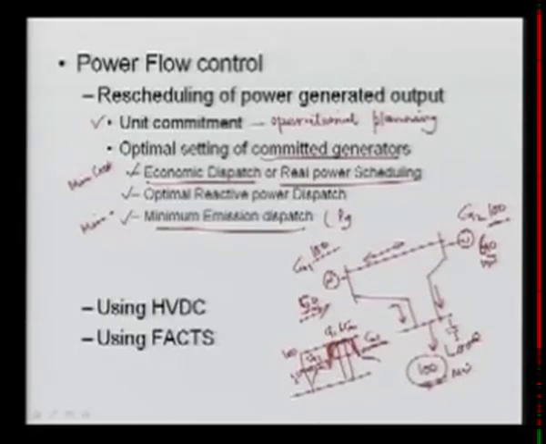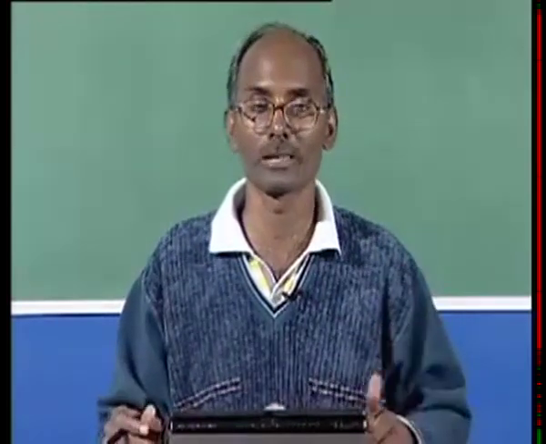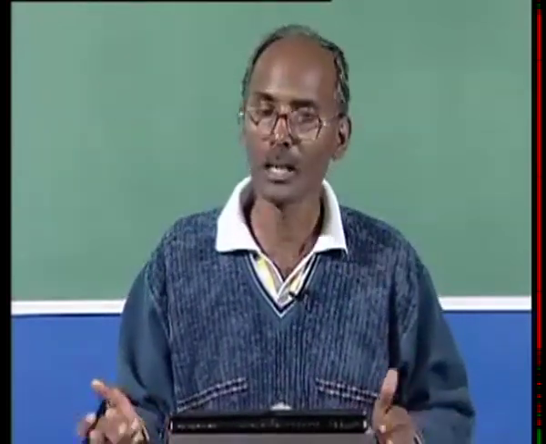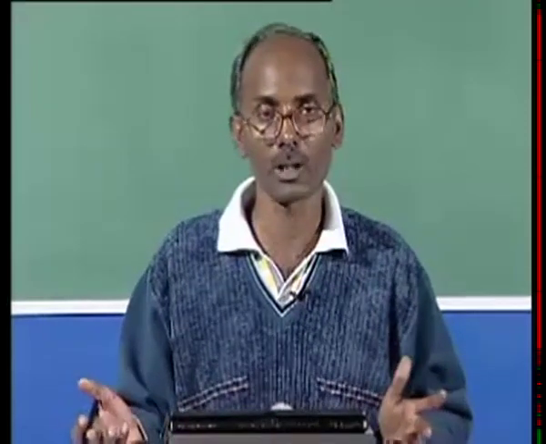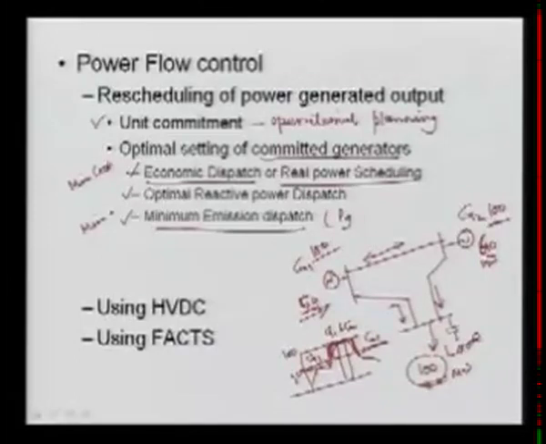In a thermal power station, if you change the output, the emission level will be different. Emission level means emission of various hazardous gases like SO2, NOx, CO2, etc. So that is called minimum emission dispatch.